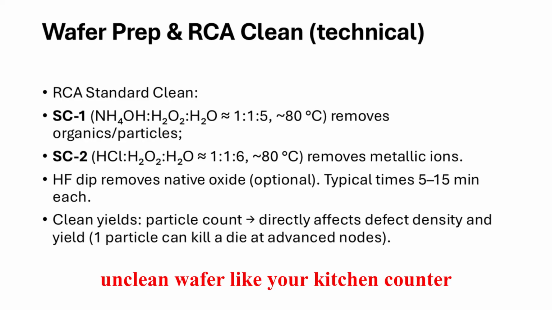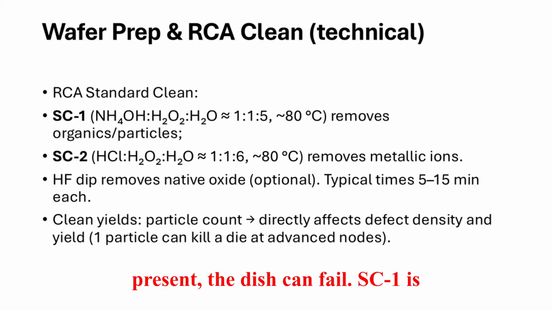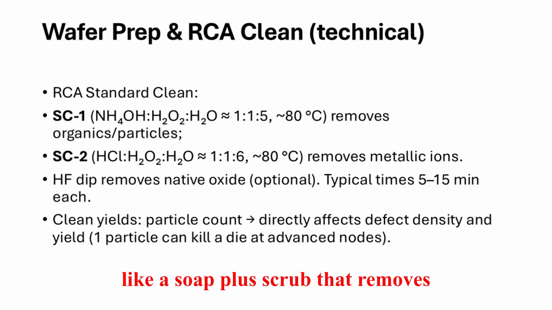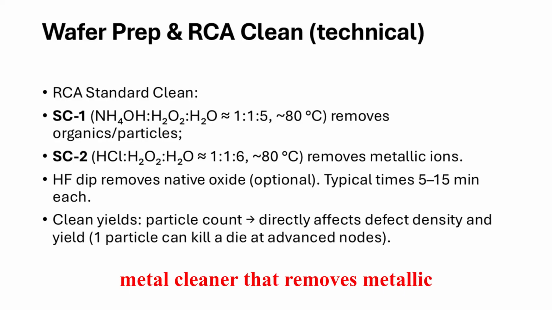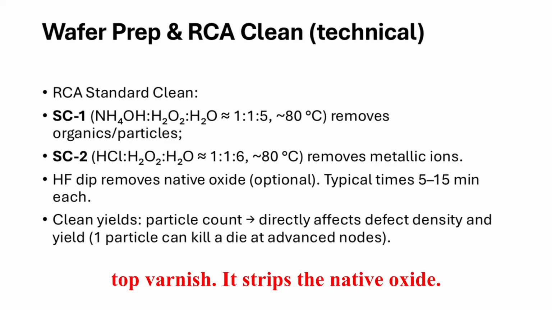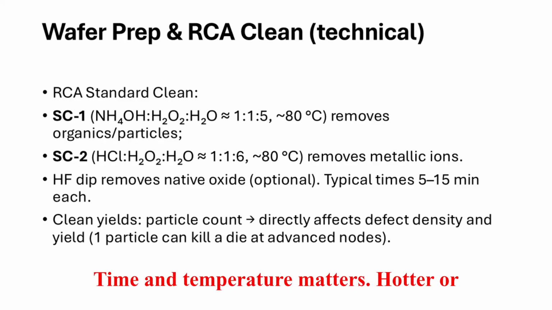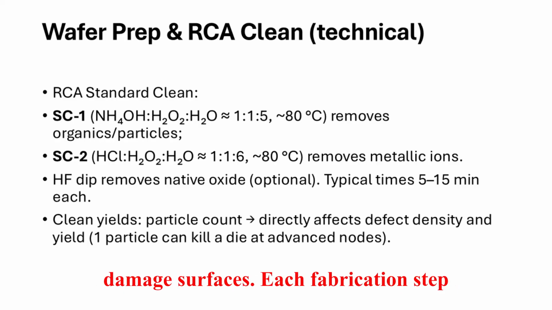Analogously, think of an unclean wafer like your kitchen counter before you start cooking. If crumbs are present, the dish can fail. SC1 is like a soap plus scrub that removes grease and crumbs, organics and particles. SC2 is like a heavy-duty metal cleaner that removes metallic stains. HF is like briefly wiping off the top varnish. It strips the native oxide. Time and temperature matter. Hotter or longer is more aggressive but can also damage surfaces.